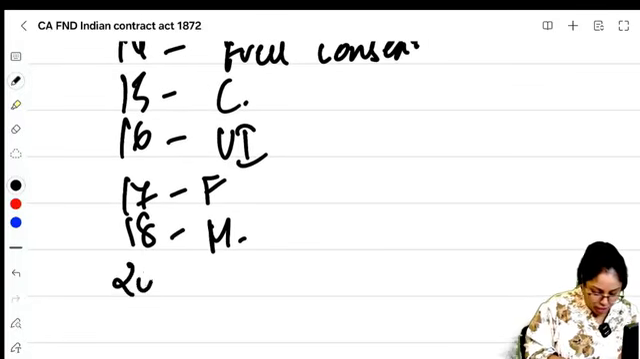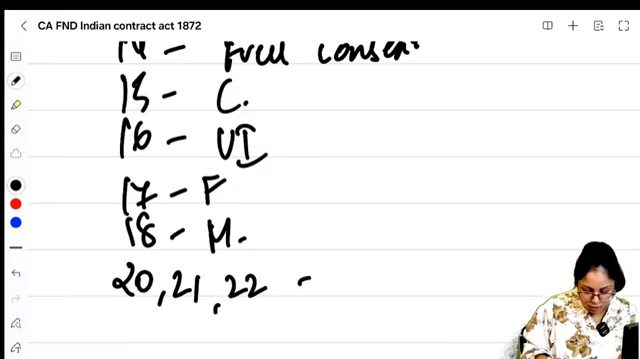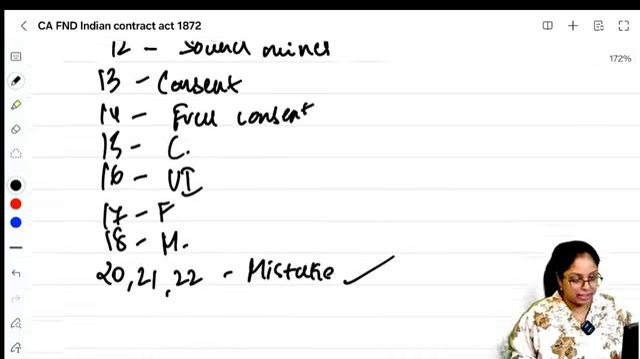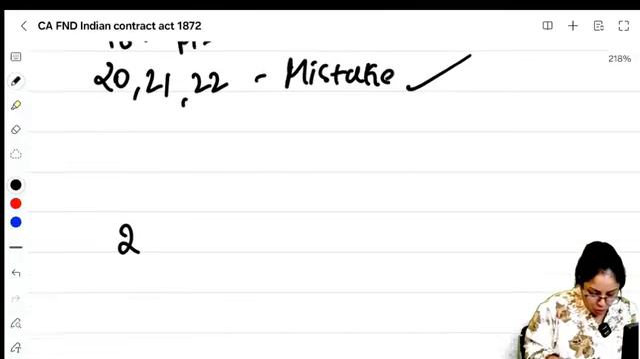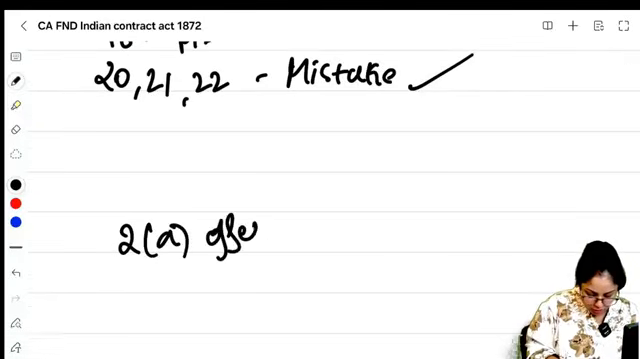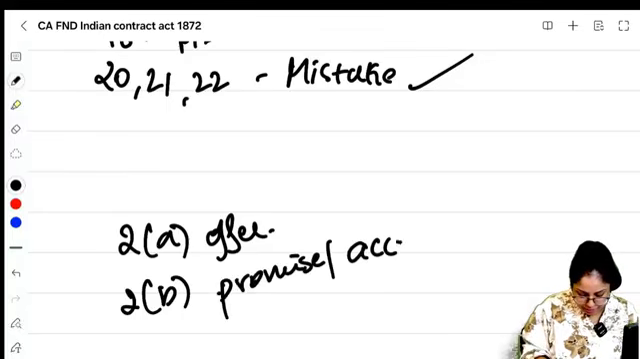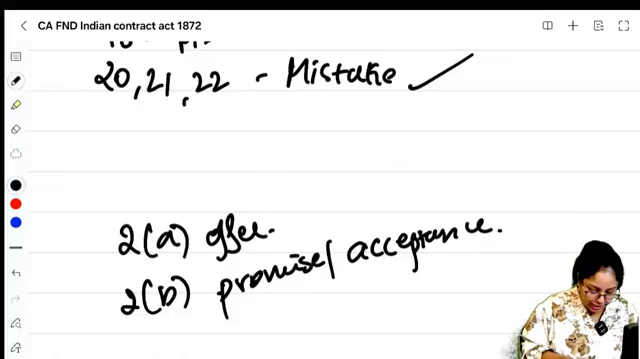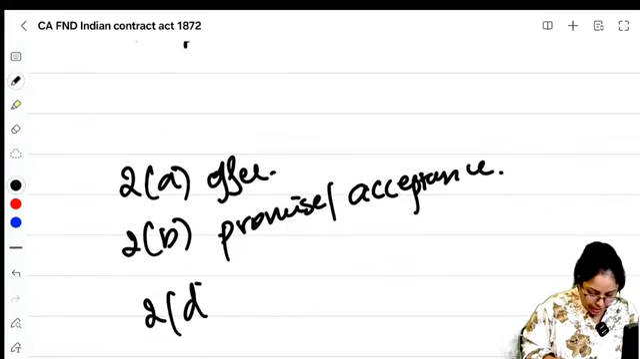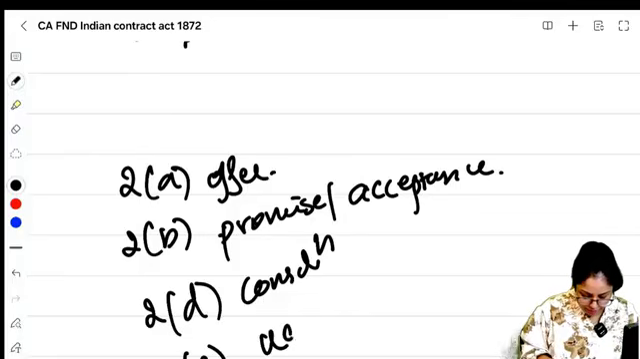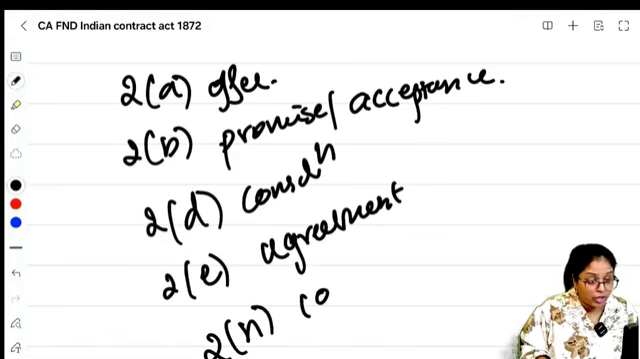19, I'll teach you in the next unit. 20, 21, 22 is mistake. Is it clear? Now if we go to 2A is offer. 2B is promise or acceptance. 2D is what? 2D is consideration. 2E is agreement. 2H is contract.